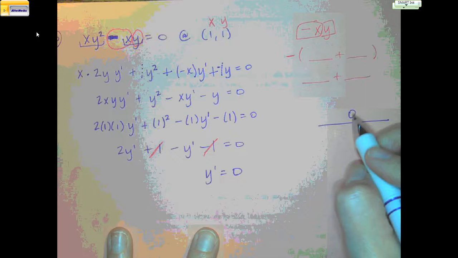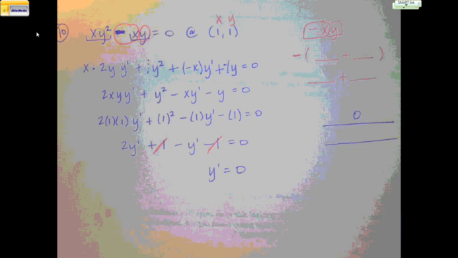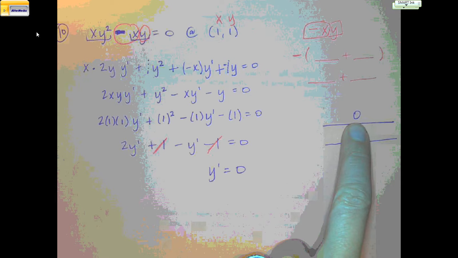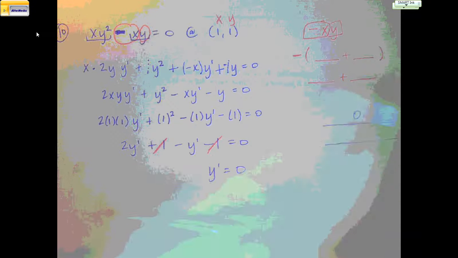In the second line, they want to know the slope of the normal line. What does that mean? Perpendicular. If the slope was 0, what's perpendicular to that? Undefined, because the 0 was on top. Once the 0 goes to the bottom of a fraction, it becomes undefined.